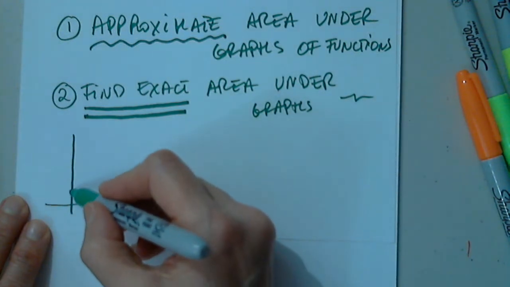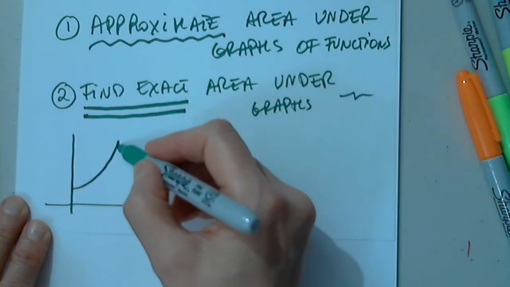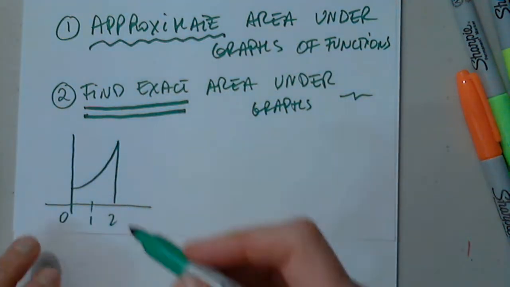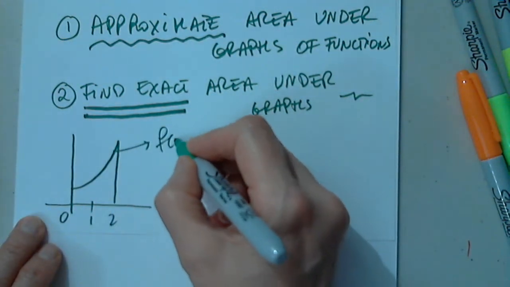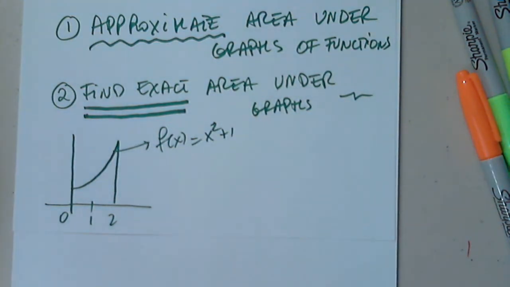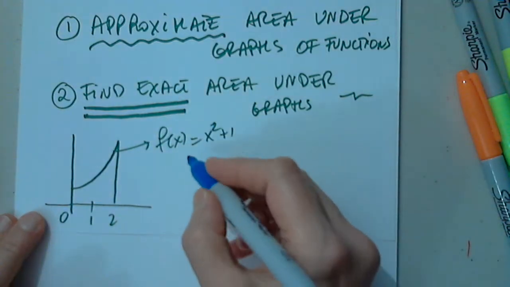No points. You know what I'm doing. You know what area I'm talking about. So this is 0, 1, and 2. And this is, of course, our f of x, which is x squared plus 1. Okay. So first of all, we are going to approximate. So this is approximation.